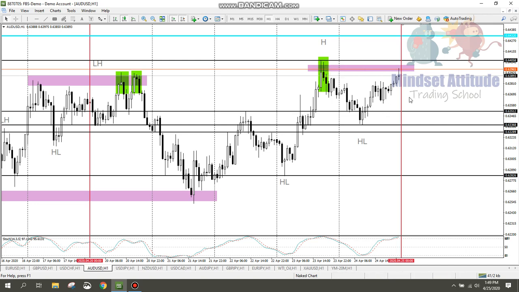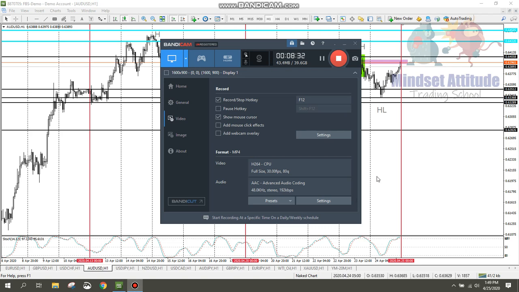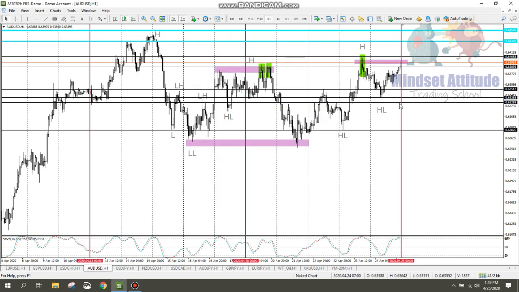For this, if we were to look at Aussie USD, it's still in the range actually. Yeah, one second, 8 minutes. All right, it's still actually in the range.